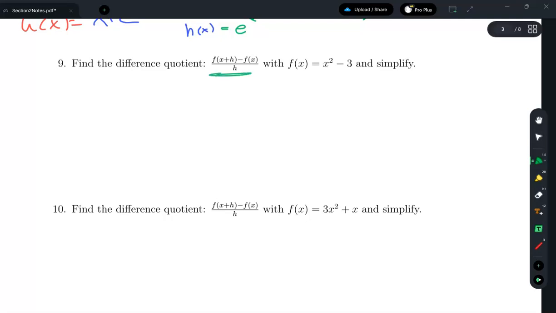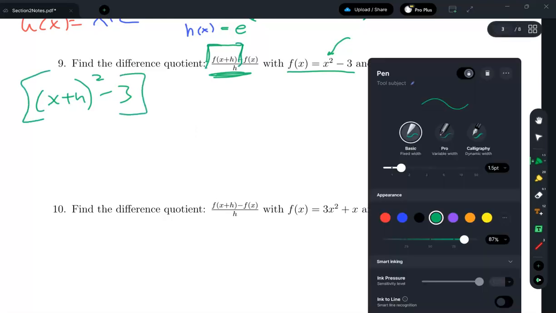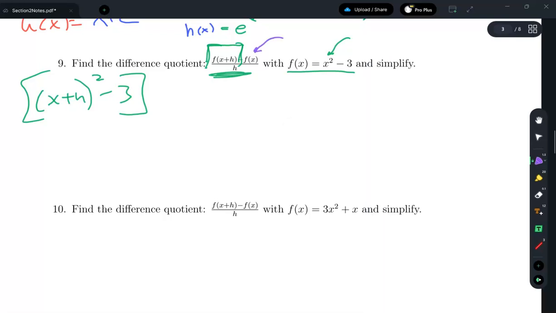I will be explaining what this means in coming days, but let's just start playing with it. So f of x plus h with this function means put in an x plus h everywhere there's an x, right? So I'd have x plus h quantity squared minus 3. So that's, I'm just going to use some color coding, that's this part. Then this says subtract f of x. Okay, subtract, that's just this, x squared minus 3, and you know you're going to need to put parentheses there.